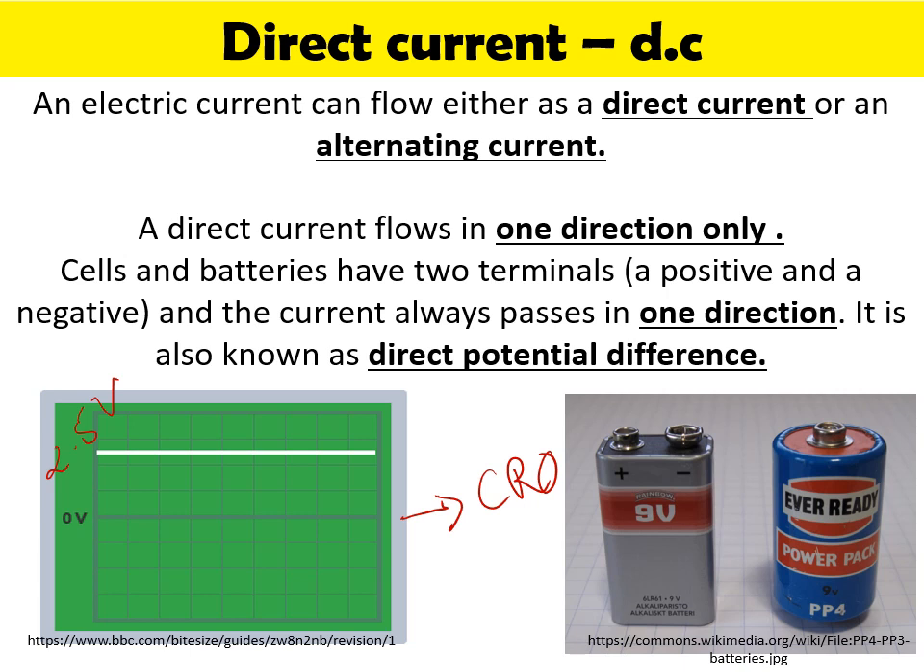Examples are the cells and batteries. You know that cells and batteries have a positive and a negative. Current, generally we consider conventional current to be flowing from the positive to the negative. Okay, so all clear about direct current? Then we can move on to AC or alternating current.